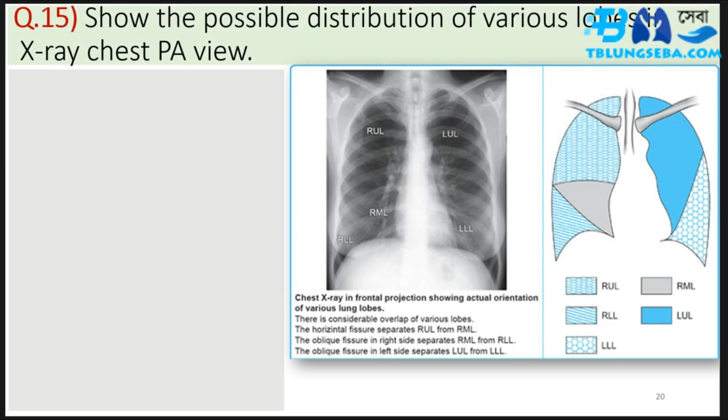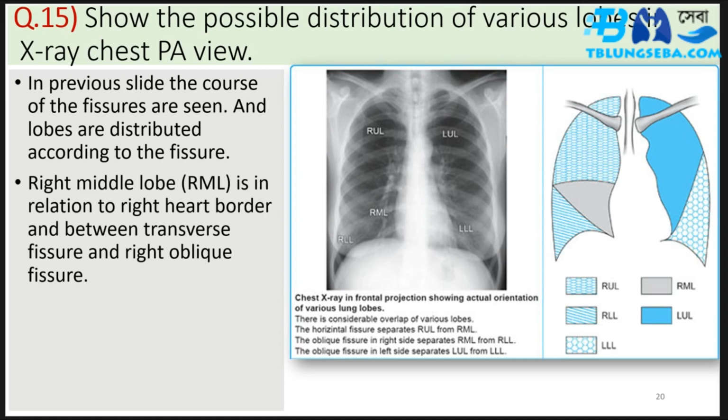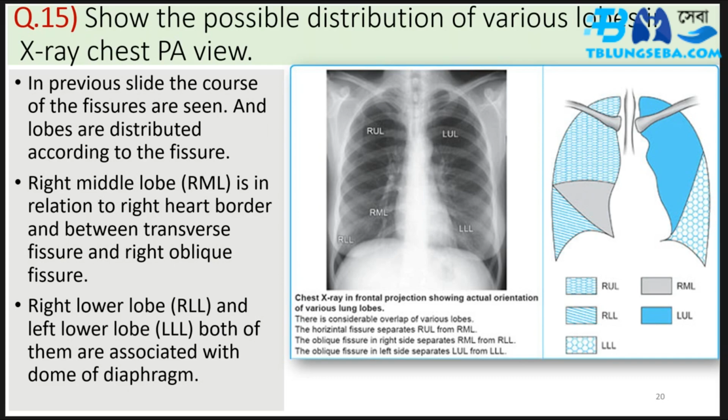Q.15 Show the possible distribution of various lobes in X-ray chest PA view. In previous slide the course of the fissures are seen, and lobes are distributed according to the fissure. Right middle lobe, RML, is in relation to right heart border and between transverse fissure and right oblique fissure. Right lower lobe, RLL, and left lower lobe, LLL, both of them are associated with dome of diaphragm.